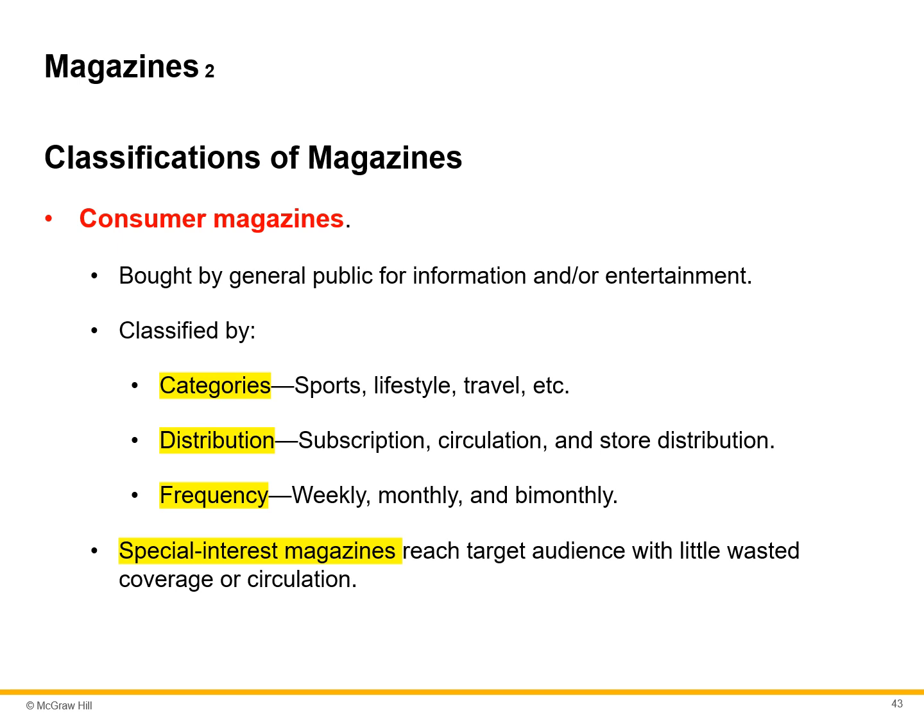There are also, to classify the magazines, consumer magazines, B2B magazines, trade magazines, and farm magazines. Okay, consumer magazines, of course, are bought by the general public for information and or entertainment. You could classify them by categories: sports magazine, lifestyle magazine, travel magazine. By distribution, subscriber-based, or circulation and store distribution. You can classify that. Could be weekly, monthly, and bi-monthly. Okay. There are also special interest magazines.